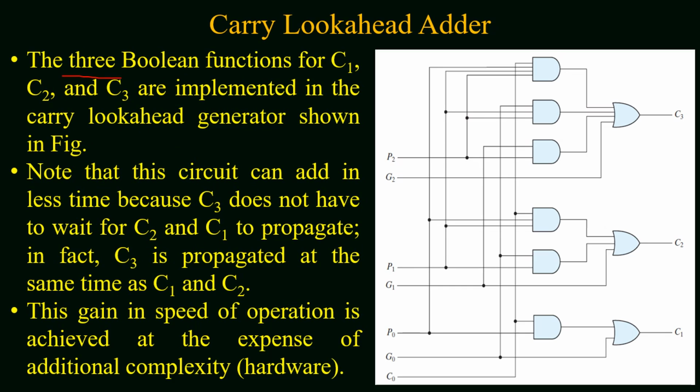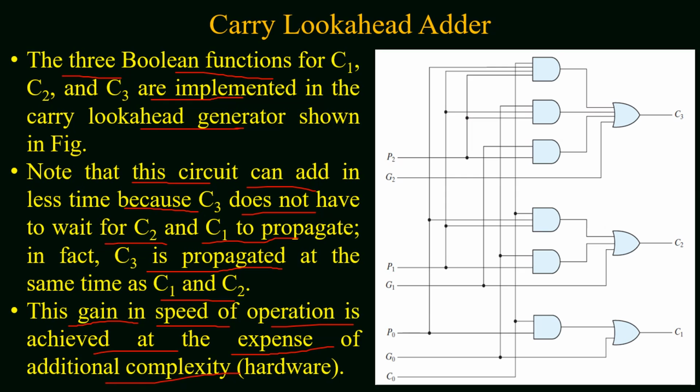Now the three Boolean functions for C1, C2 and C3 are implemented in the carry look ahead generator, which is shown in the figure. Note that the circuit can add in less time because C3 doesn't have to wait for C2 and C1 to propagate. In fact, C3 is generated at the same time as C1 and C2 because all the equations are implemented in two levels, so C1, C2 and C3 are available at the same time. This gain in the speed of operation is achieved at the expense of additional complexity of hardware for the given circuit.